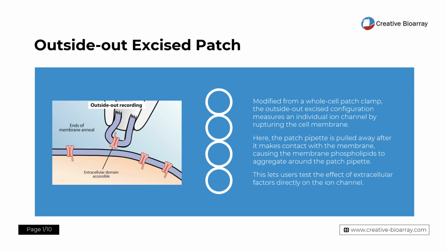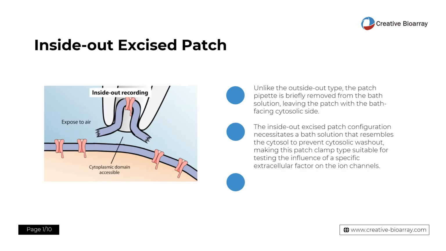Inside-out configuration. Similar to the outside-out excised patch, the membrane is punctured by pulling the patch pipette away after its initial contact with the membrane. Unlike the outside-out type, the patch pipette is briefly removed from the bath solution, leaving the patch with the bath-facing cytosolic side.